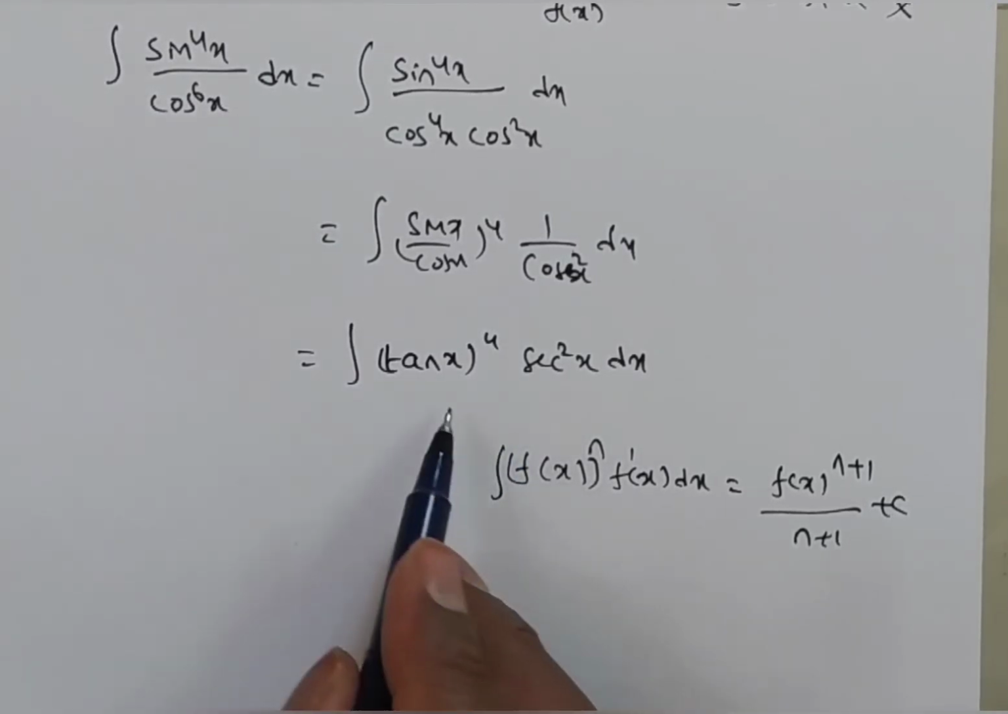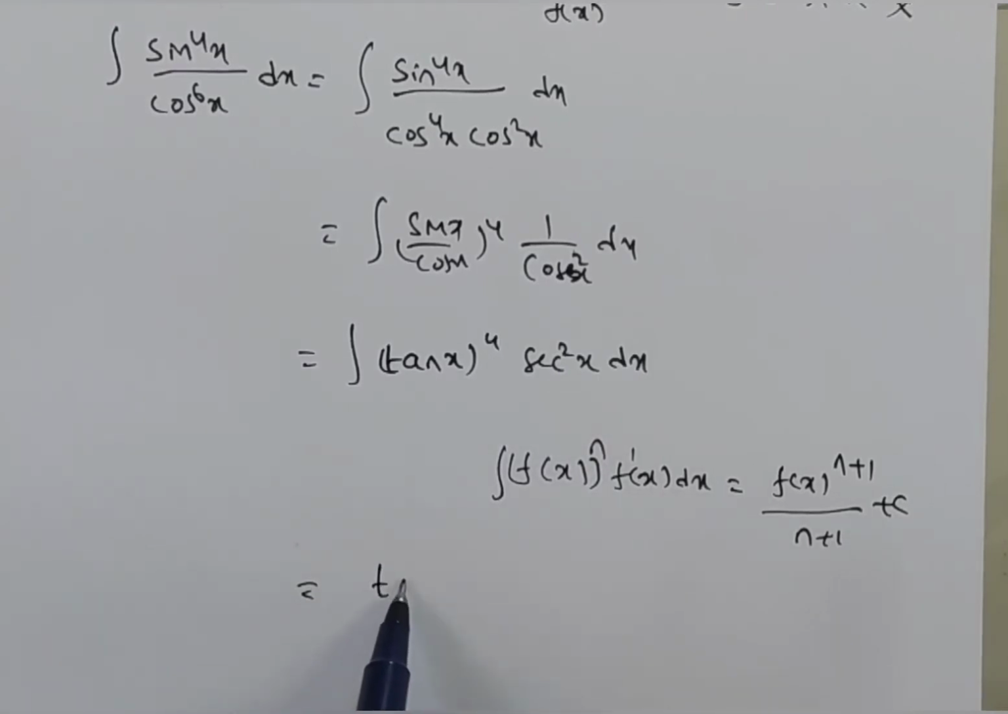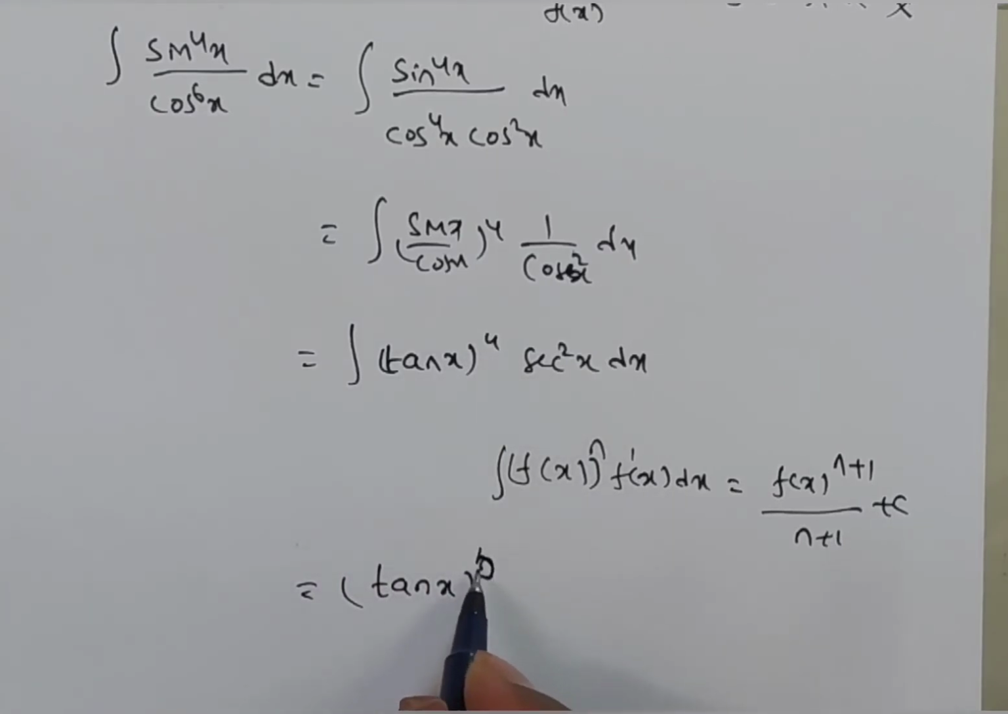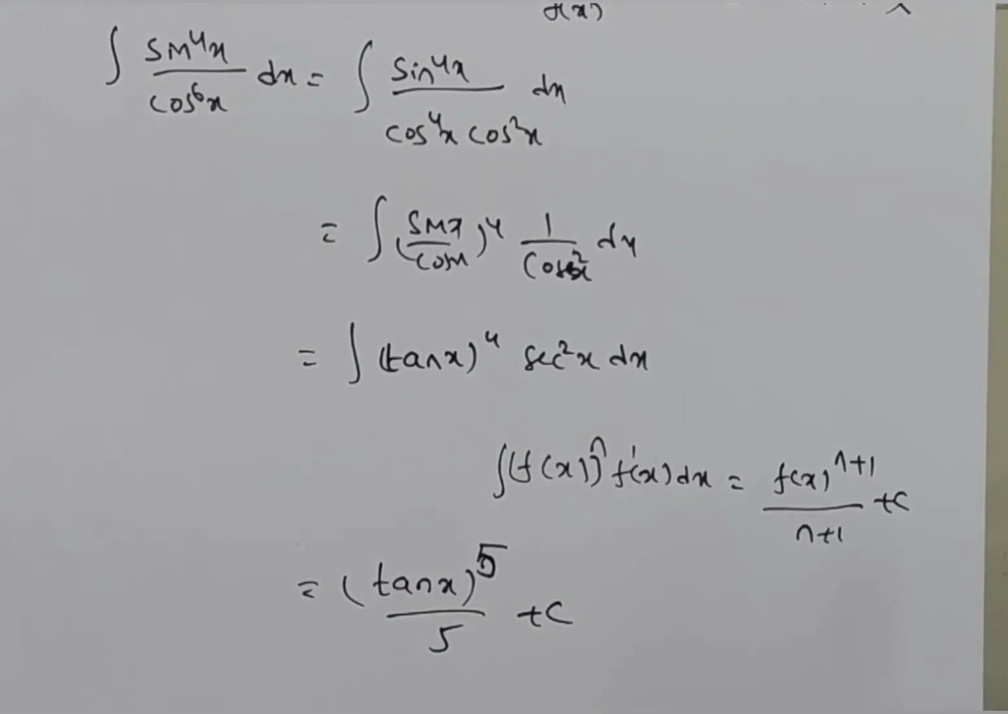Yes. So now it is in this form, f of x power n into f dash of x. So what can you write now? F of x power plus 1 by power plus 1. What is the power you have? 4. So 4 plus 1 means 5, so tan x to the power 5 by 5 plus c. Is it clear for everyone? Okay. Next problem.